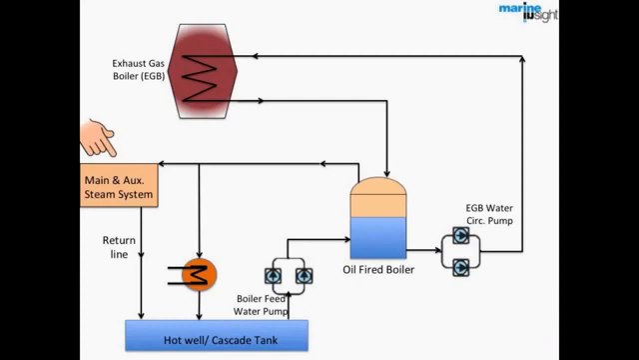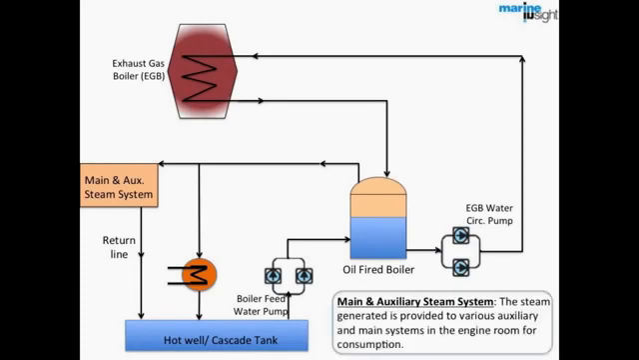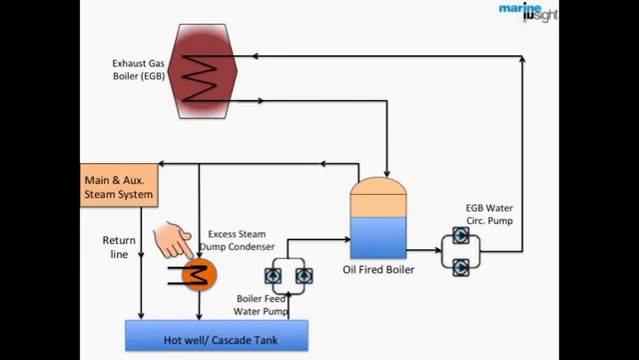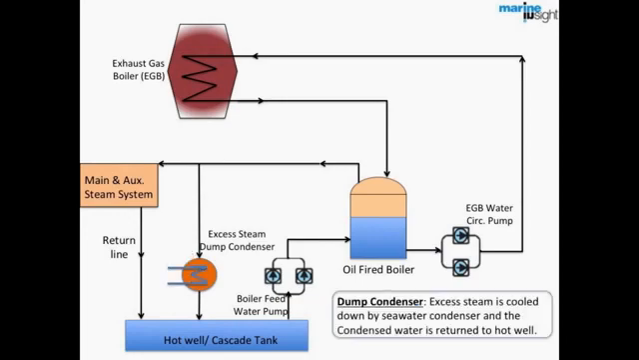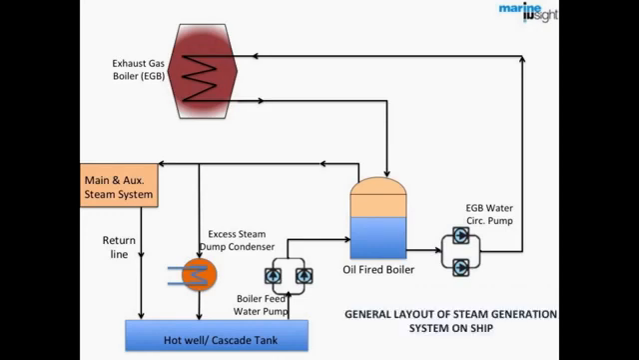Main and auxiliary steam supply. The steam generated is provided to various systems in the engine room for consumption. Steam dump condenser. The excess steam is cooled down by seawater condenser and the condensed water is then returned to the hot well. This is a general layout of a steam system fitted with an exhaust gas boiler.